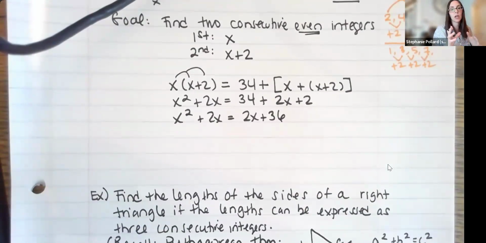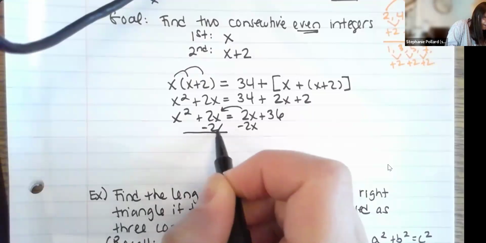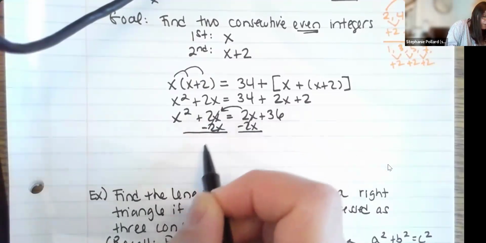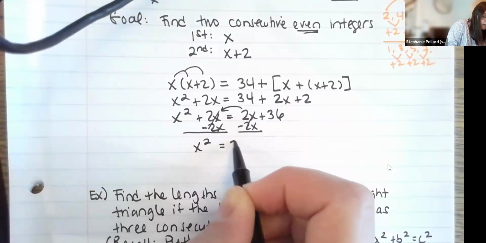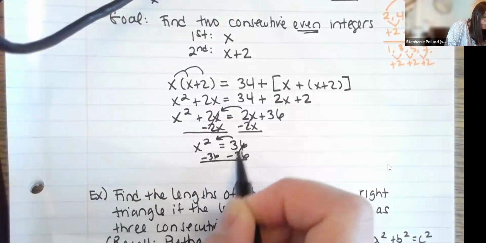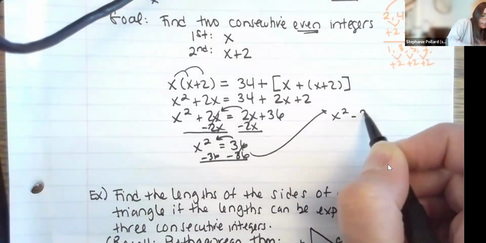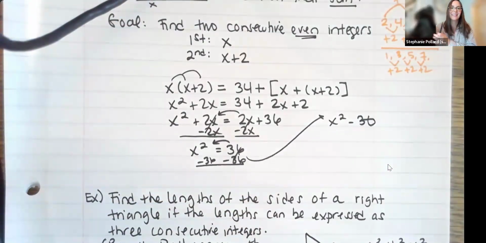Now, because I'm going to solve this by factoring, I want to get a 0 on one side. I've got to bring everything to the other side. So I'm going to bring the 2x over by subtraction. And when I do that, it actually cancels on both sides, which is fine. And then I'm going to go ahead and bring the 36 over. And I have x squared minus 36 is equal to 0.